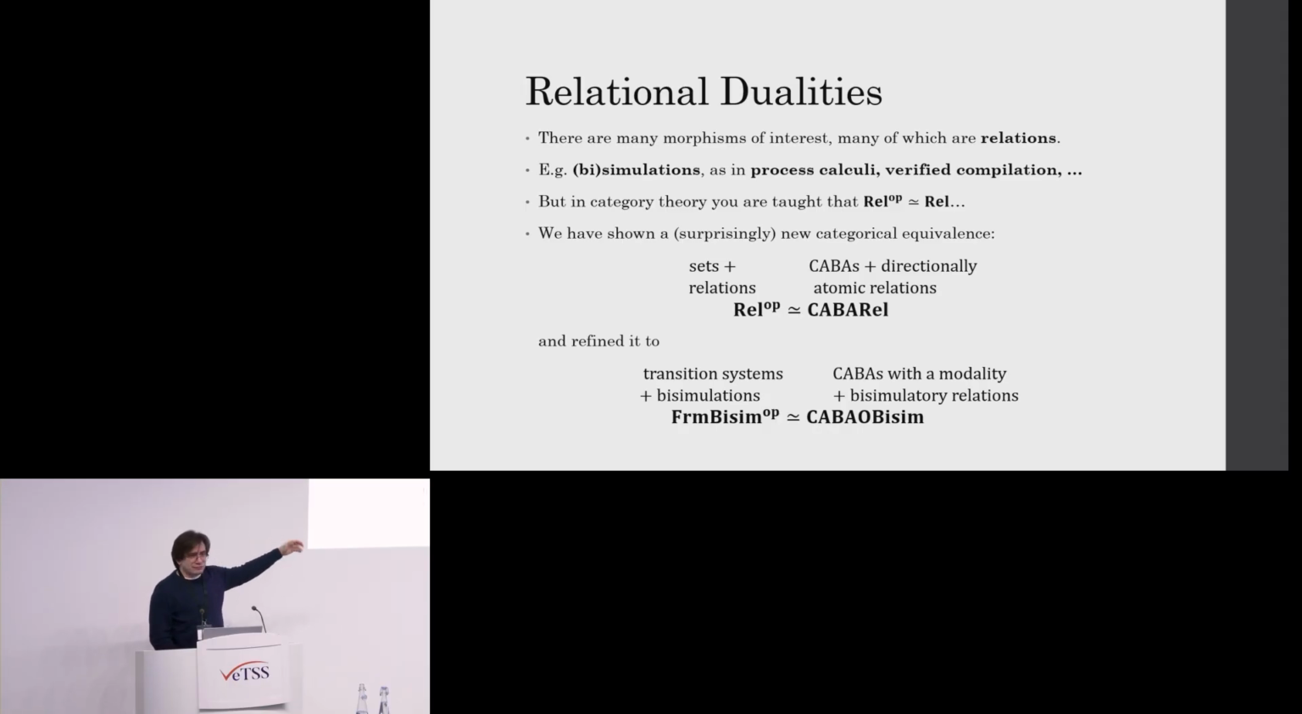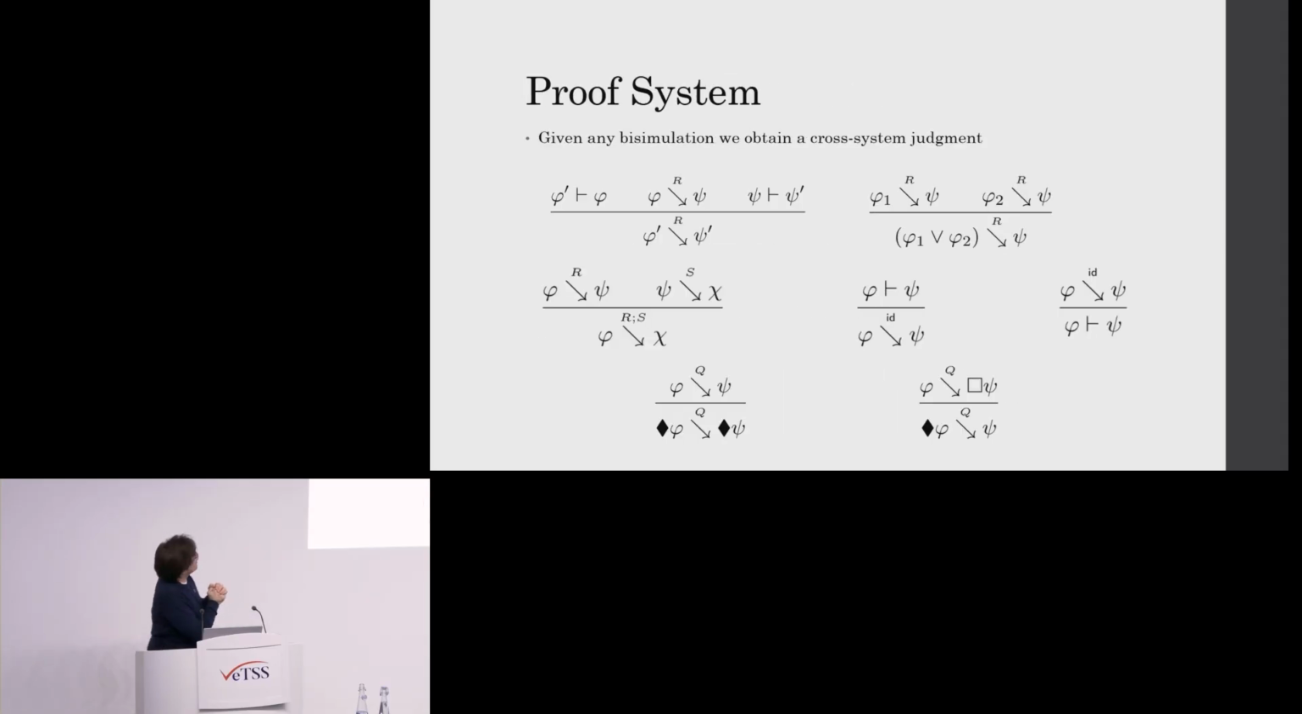So, is that the same as Rel? Yes, it is. Is it the same as Rel op? Yes, it is. But the difference is it gives us logic. And we even refined that to transition systems and bisimulations. They turn into complete atomic Boolean algebras, known as CABAs. I don't like that because it reminds me of cabbage, but CABAs, with a modality and something called a bisimulatory relation.